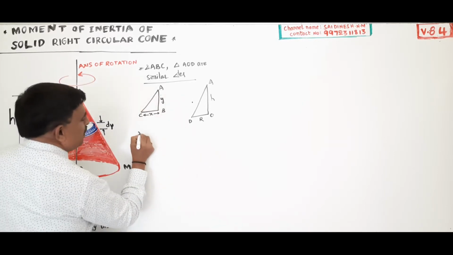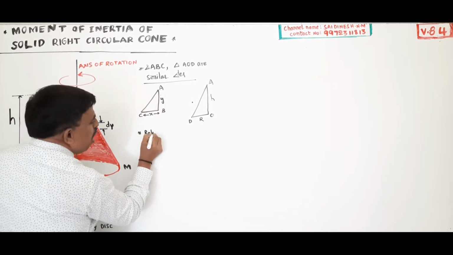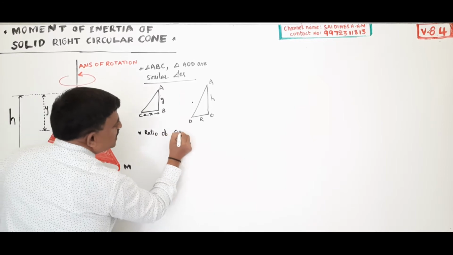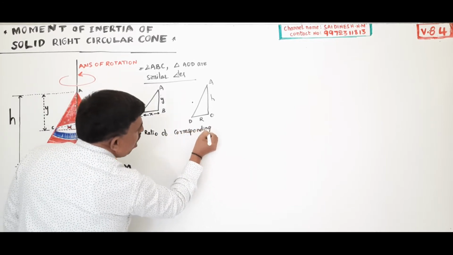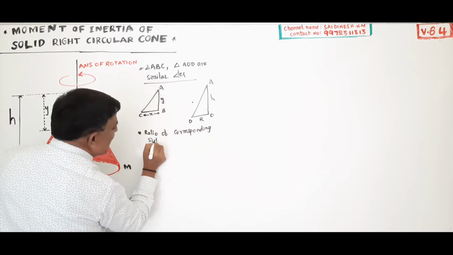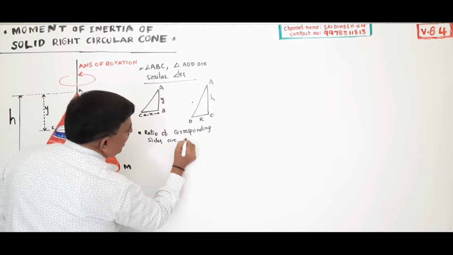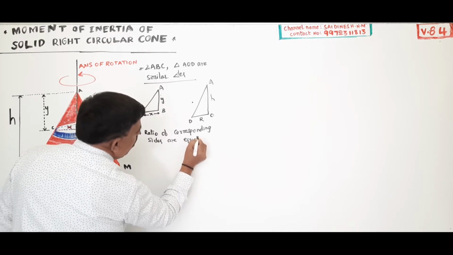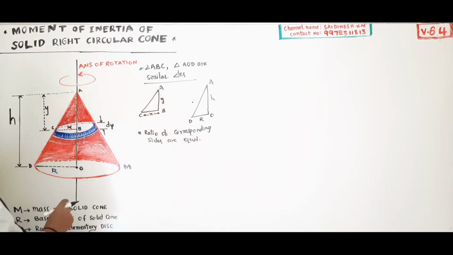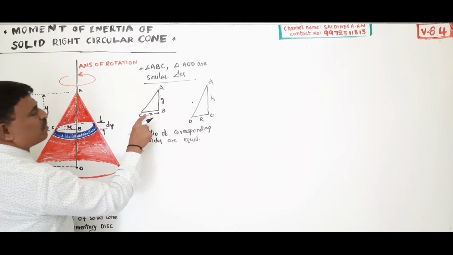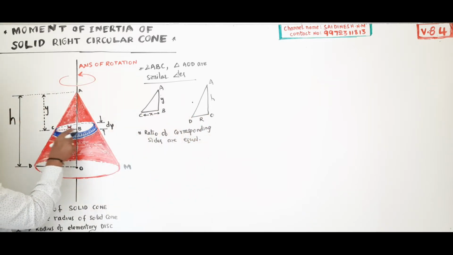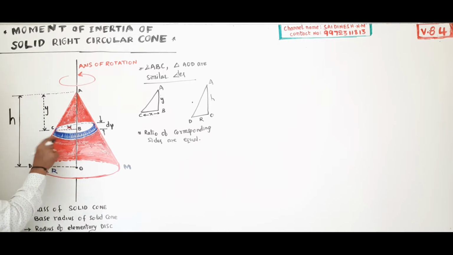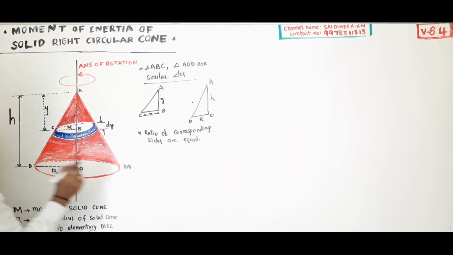Similar triangles means the ratio of corresponding sides are equal. Now please listen here. Here corresponding sides means CB and OD. CB and DO are corresponding sides.